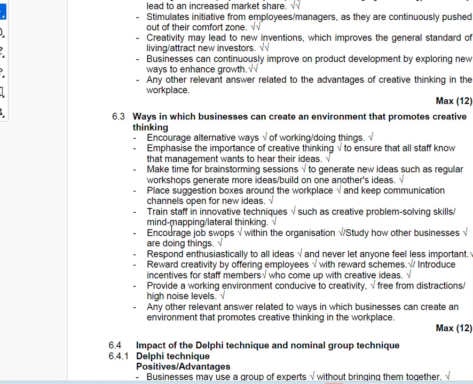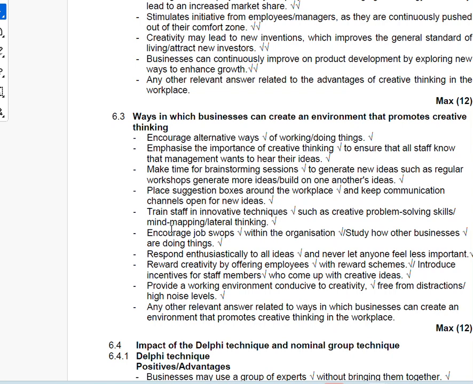Train staff in innovation techniques such as creative problem solving skills, mind mapping, or lateral thinking. Create job swaps within the organization, and study how other businesses are doing things. Respond enthusiastically to all ideas and never let anyone feel less important. Reward creativity by offering employees reward channels. Introduce incentives for staff members who come up with creative ideas. Provide a working environment conducive to creativity, free from distractions and high noise levels.